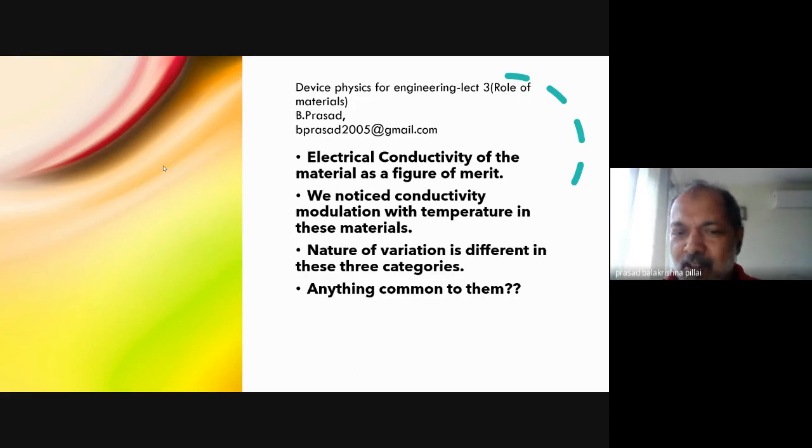So you got my question. We have seen there is a difference in their conductivity and in the variation of conductivity with the temperature. Now we have to see whether there is any commonality between them, or anything common to them.